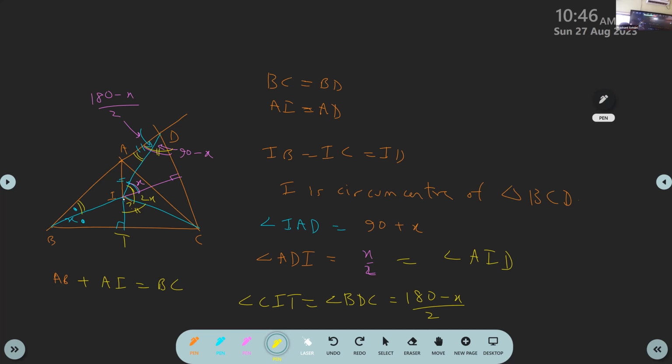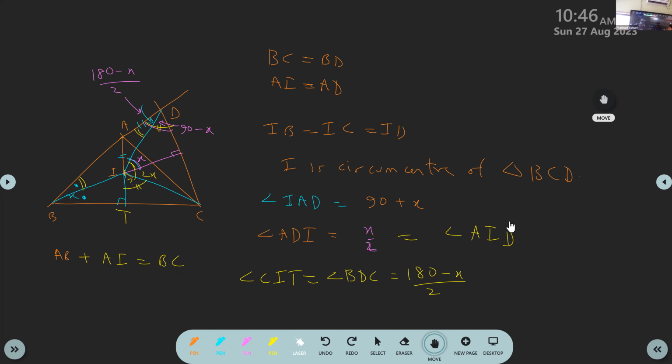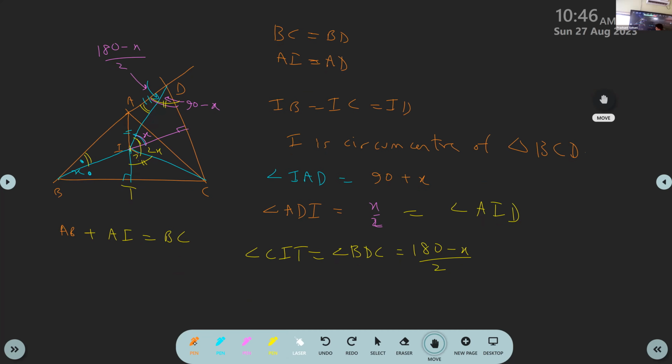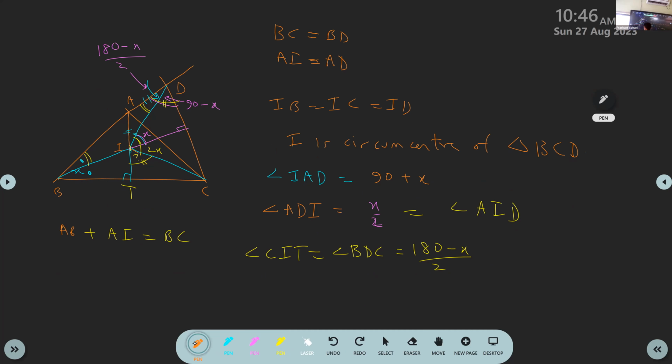So I can compute all the angles at the vertex I now. And so I'll get AID. And if anybody has a simpler approach, we'll come to that also. Maybe we don't have to do so many calculations. But AID will be equal to 180 minus this CIT, that is 180 minus x by 2 and minus 2x. Right?